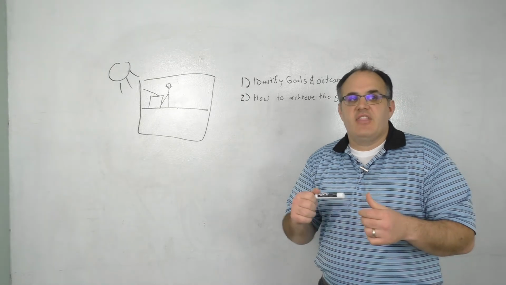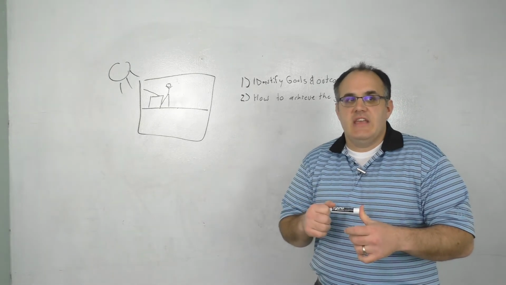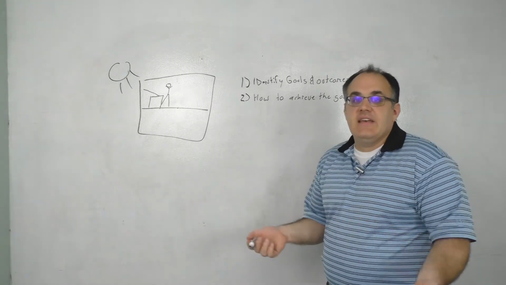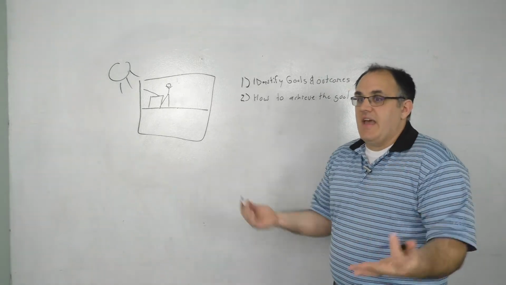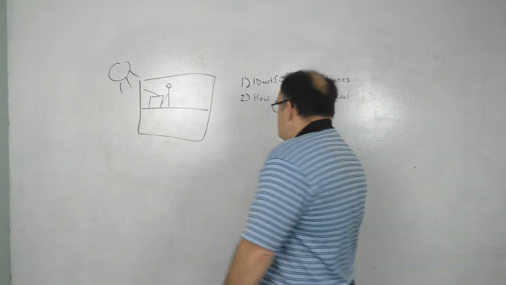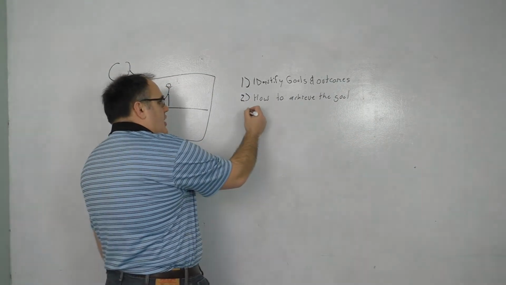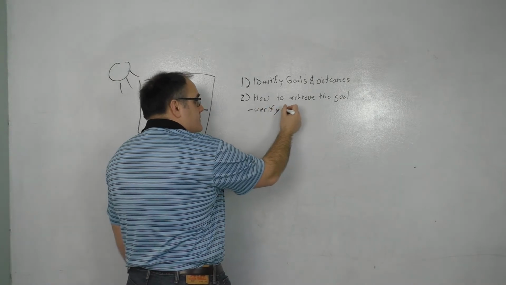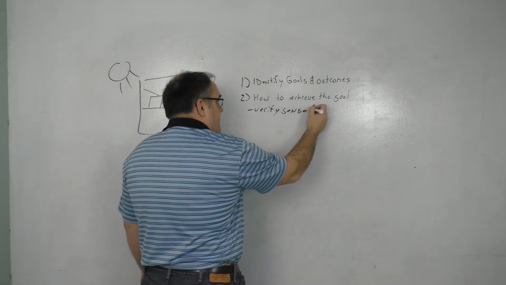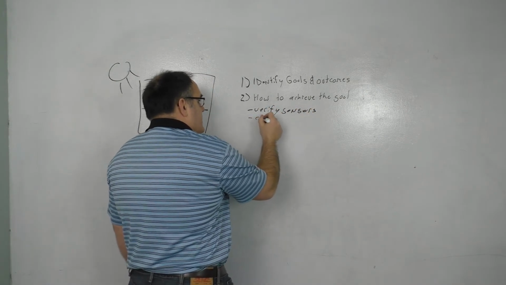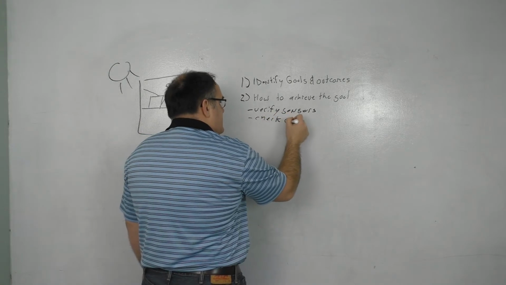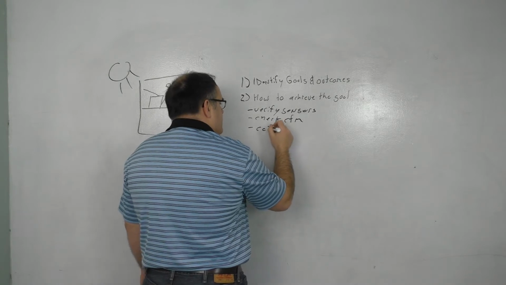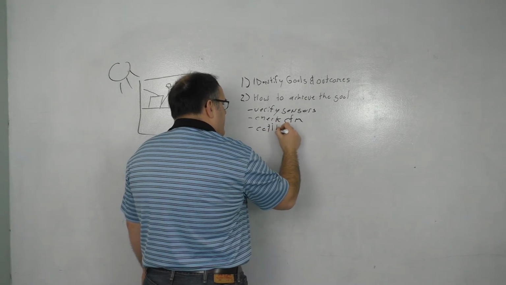You identify the ways to achieve the goal. So how are you going to achieve the goal? If it is indeed the temperature of the space, well, we could verify sensors. We could check CFMs. We could calibrate loops. Spell calibrate right.